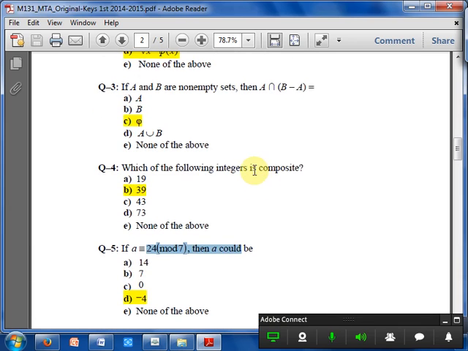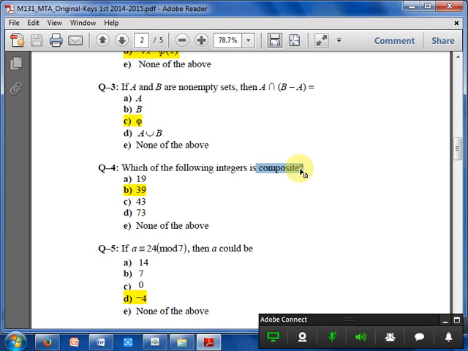Composite number means any number which can be divided by any number other than 1 and itself. For example, 6. 6 can be divided by 1, by 2, by 3. It does not matter whether it is odd or even. 6 is an even number. It can be divided by 2, by 3, by 1. Then we say 6 is a composite number.